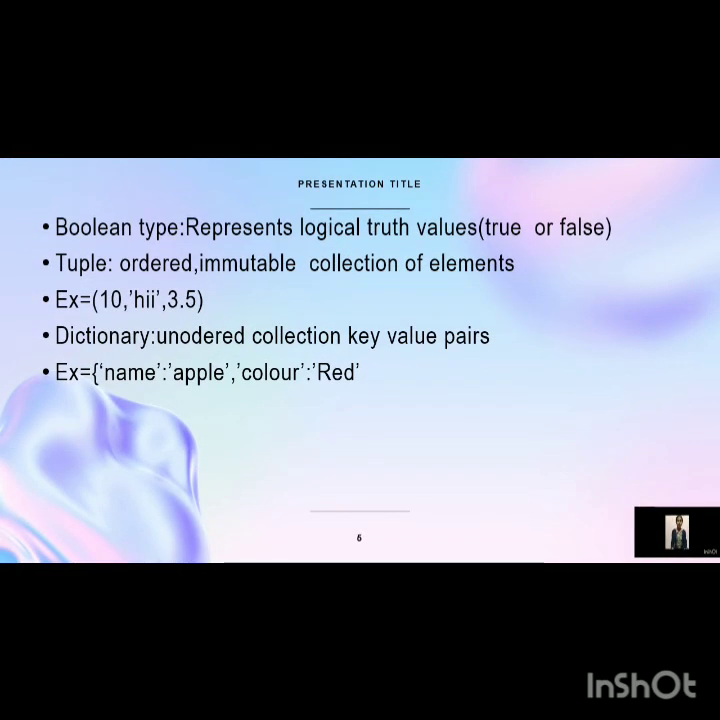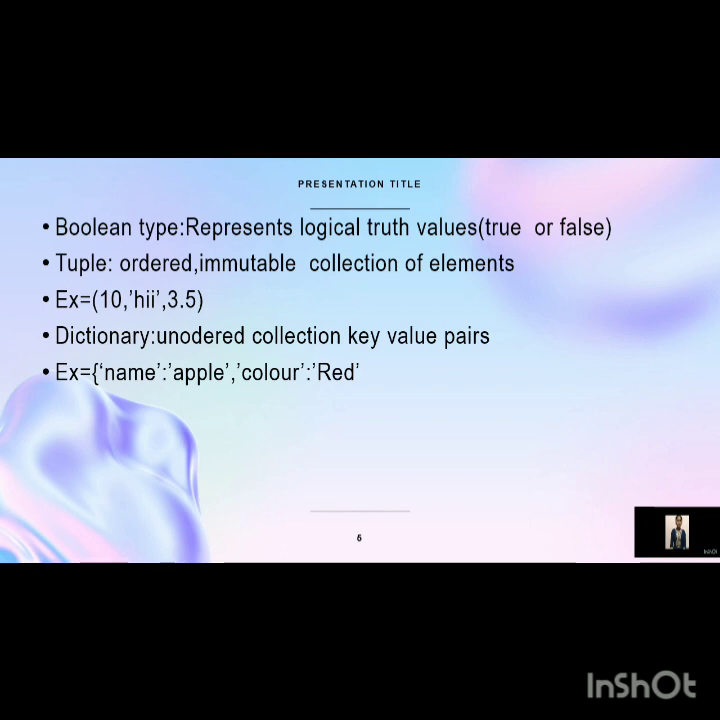Our next data type is Boolean type. It represents the logical truth values, that is, it may be true or false. The second one is dictionary. Dictionary is the collection of key value pairs. It is an unordered collection of key value pairs. Here it cannot have two items with the same key, that is, duplicates are impossible. That's it about dictionary. The syntax is dict name, key 1 value 1, key 2 value 2, and so on. Here we have an example: name colon apple, color colon red.